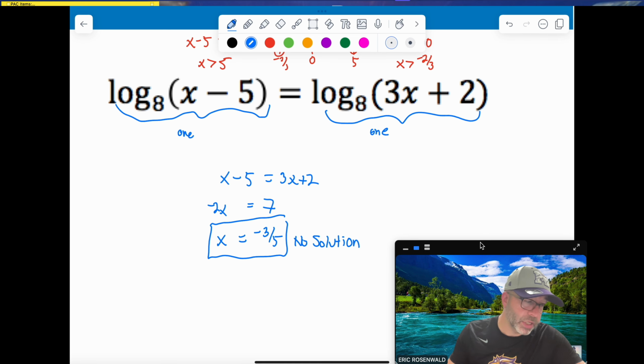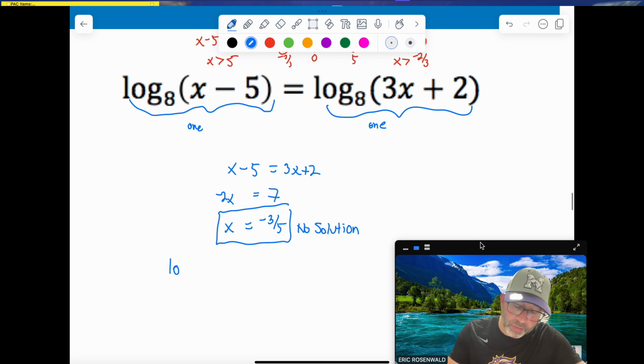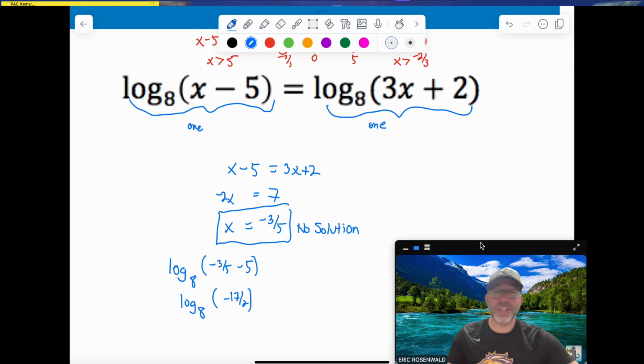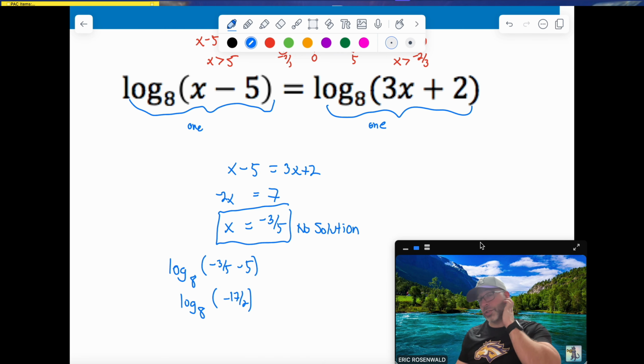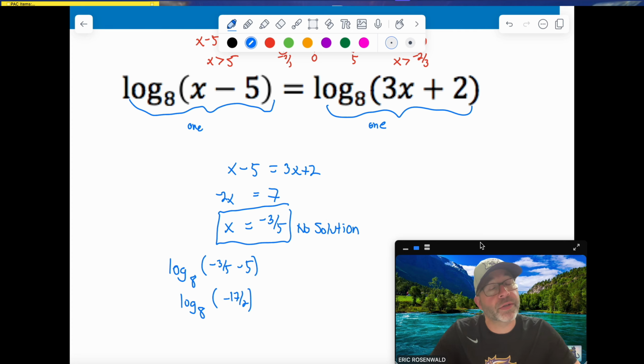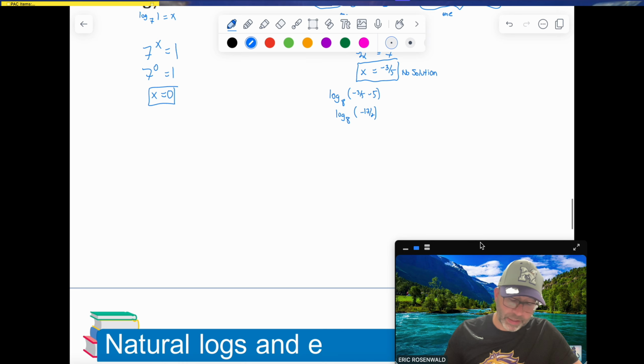Why is this? Because when we put in log base 8 of negative 3 over 5 minus 5, and we check this, you can actually put this into the calculator and check it, you get negative 17 over 2. We can't have a negative value there. You're supposed to have a value that's greater than 0. That's not greater than 0, therefore we have no solution for this problem. Okay? All right, let's continue on.